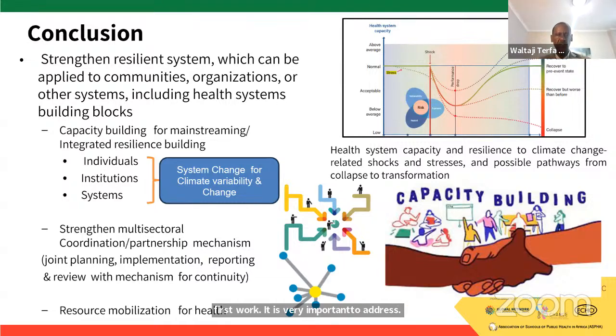For this, we need to strengthen the resilience system of the entire multi-sector. It is not only health alone that addresses the extreme weather event hazards. This can be applied to communities, organizations, or other systems, including the health systems, the six health system building blocks. I would like to emphasize here in my conclusion the capacity building for mainstreaming or integrating resilience building.